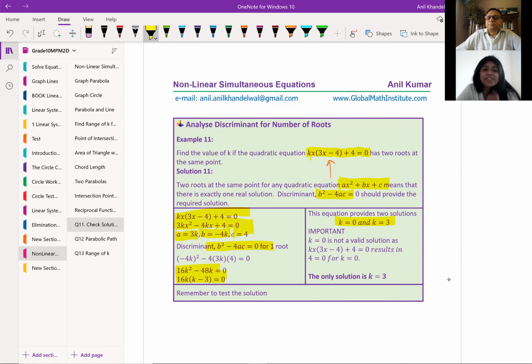I'm a little bit confused because the question says two roots at the same point, so there can only be one. Okay. Well, let's get back to the question again. I didn't really discuss that. Good point you brought in. It says two roots at the same point. Effectively, there is only one real root. It means, let me write capital, one real root.